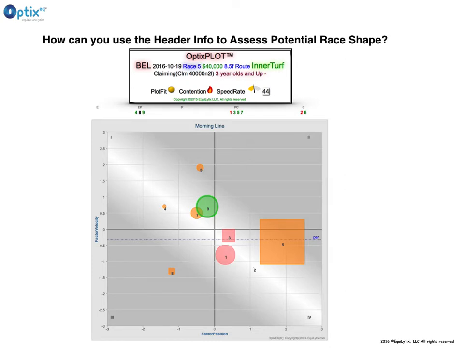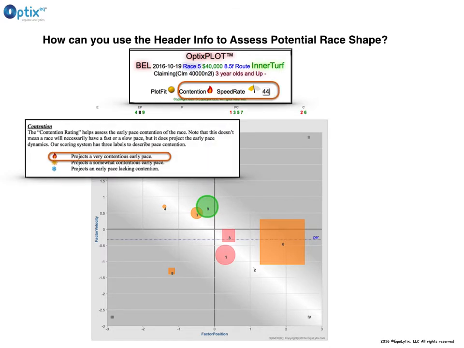So once we've done that, we feel like we have a plot. And again, if you use scan or scan utility by just selecting greater than 3 plot fit and also no quadrant change, you pretty much can do what I just did. But I'm giving you the reasoning and the logic behind it. So how can you use the header information to assess potential race shape?